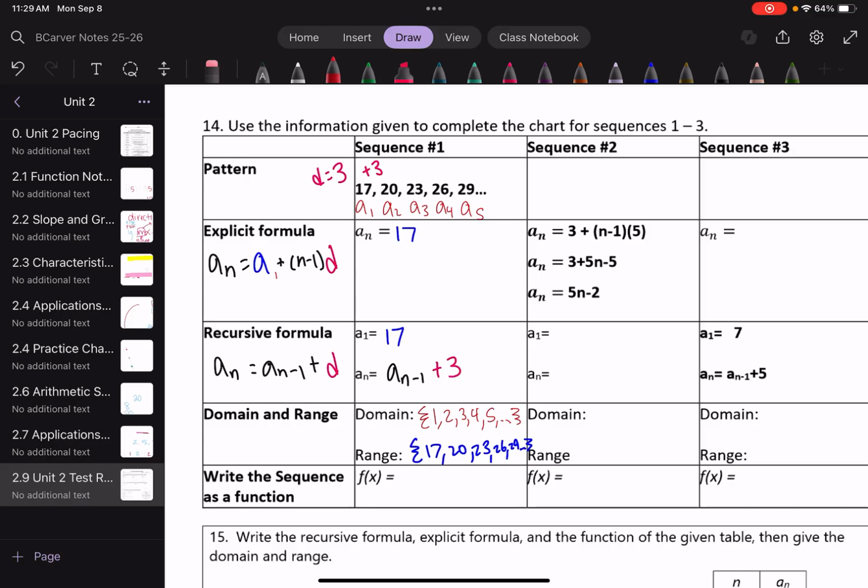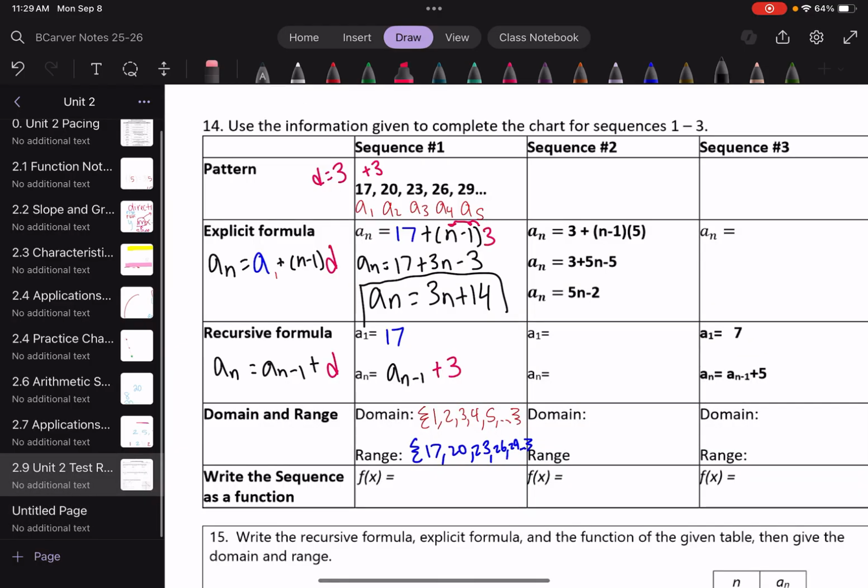All right, so let's look at this. I have 17 plus n minus 1 multiplied by 3. I'm going to distribute the 3 through. So this is going to give me a sub n is equal to 17 plus 3n minus 3. And then if I combine like terms, I'm going to get a sub n is equal to 3n plus 14 as my explicit rule. And if I write that rule as a function, I can replace my n's with x's to get 3x plus 14.